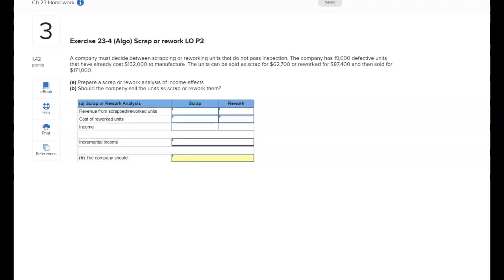Problem 3, similar to the sell or process, is the scrap or rework. So they have some units that don't pass inspection. Should they just scrap them and just get whatever they can as scrap? Or should they spend money to fix them and then sell them at a higher price than the scrap? So you can take a look at that on page 368 in the textbook.